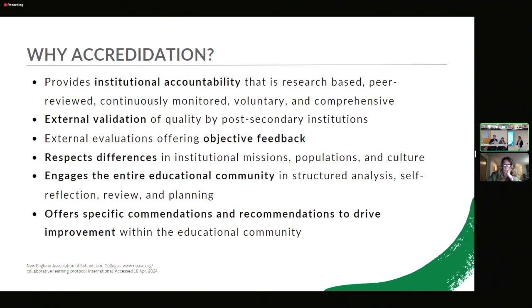It engages the whole community, including you all. When we enter this year-long self-study process, you'll all be engaged in these conversations about goal setting and progress. And then they do offer specific accommodations and recommendations to drive improvement. IB does the same, so this would be, well, I'm spoiling the next slides, but it would be one team, one visit, one report is what that will look like.